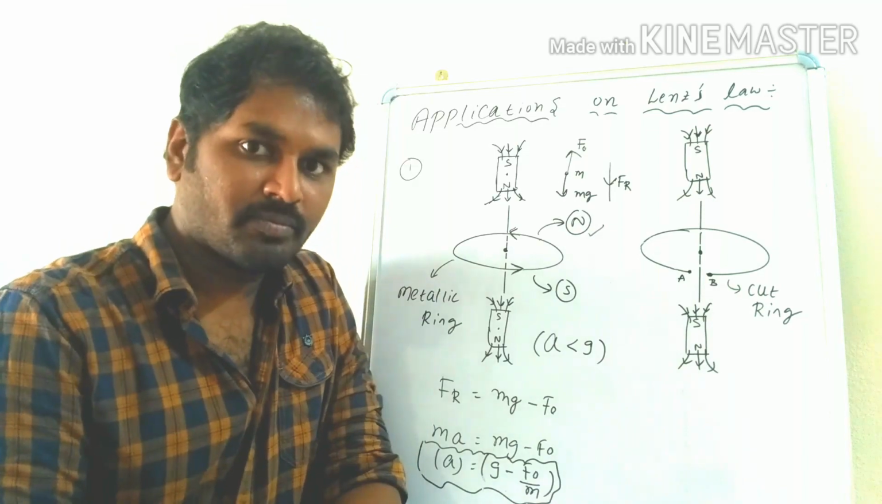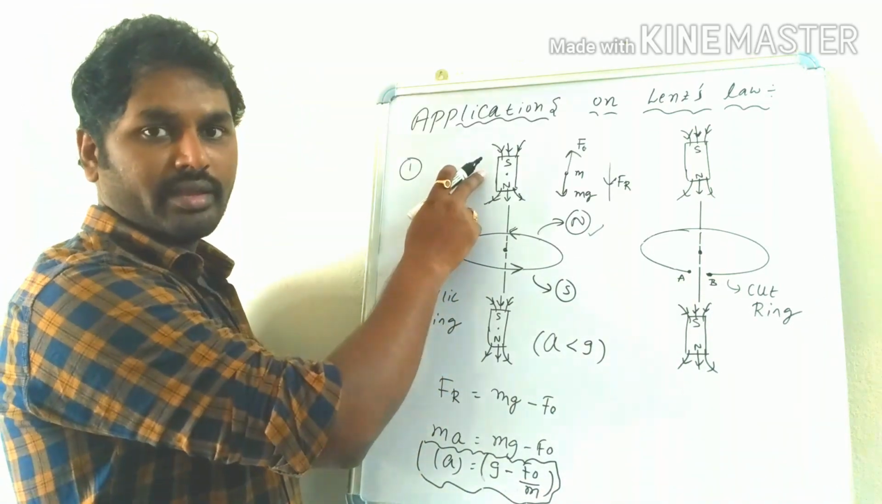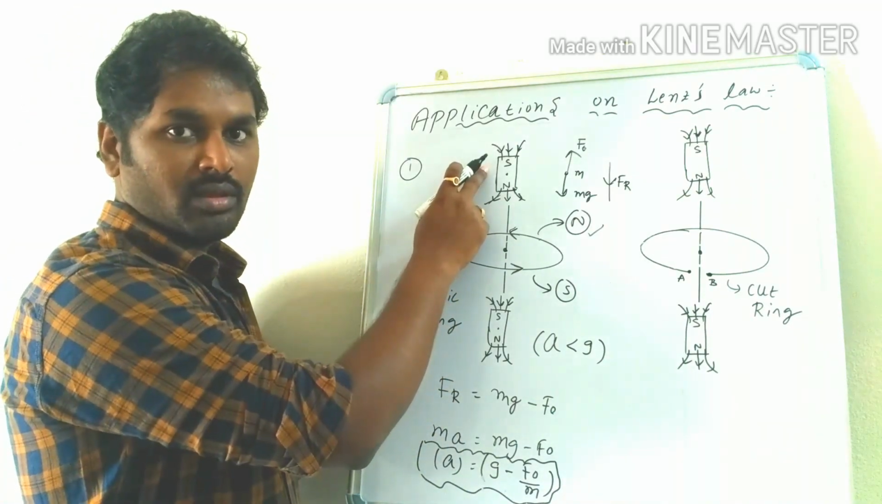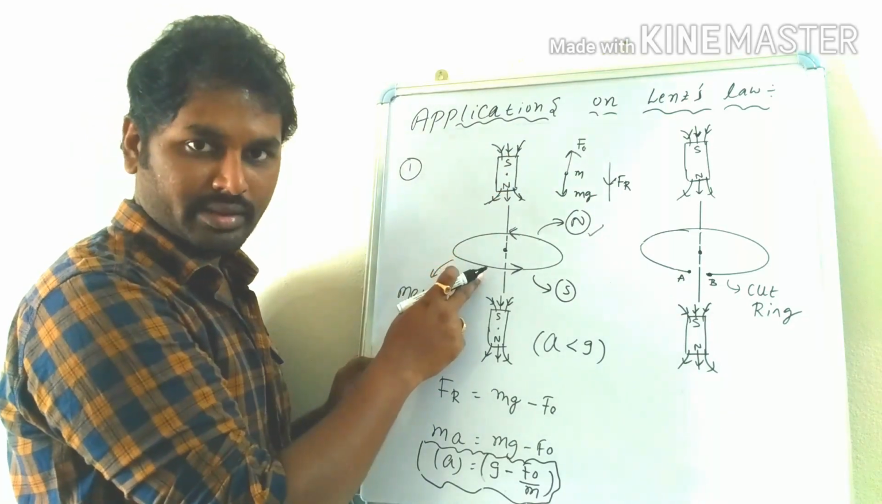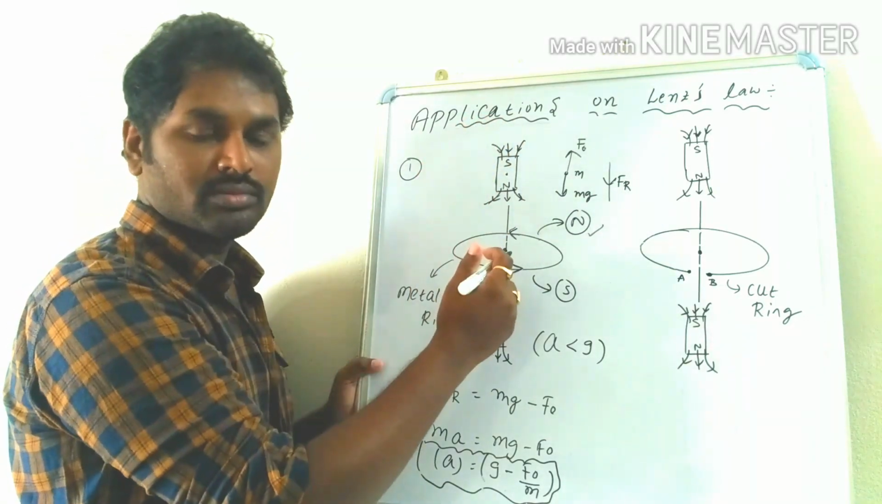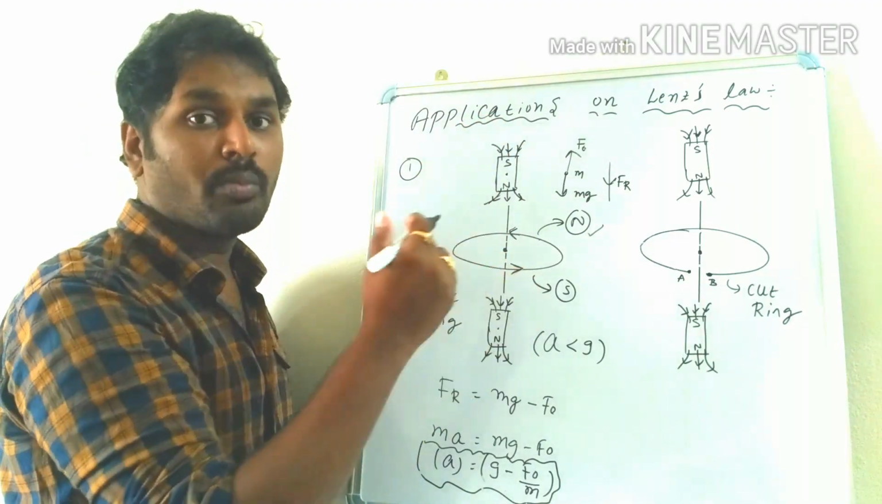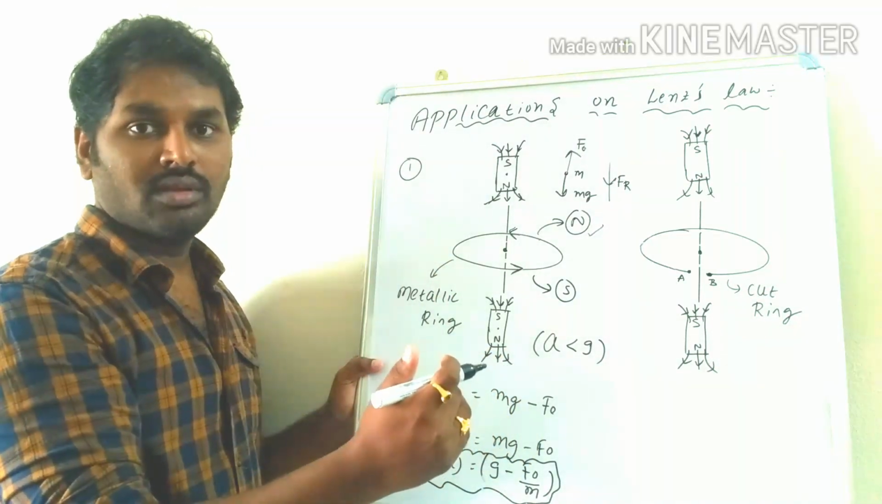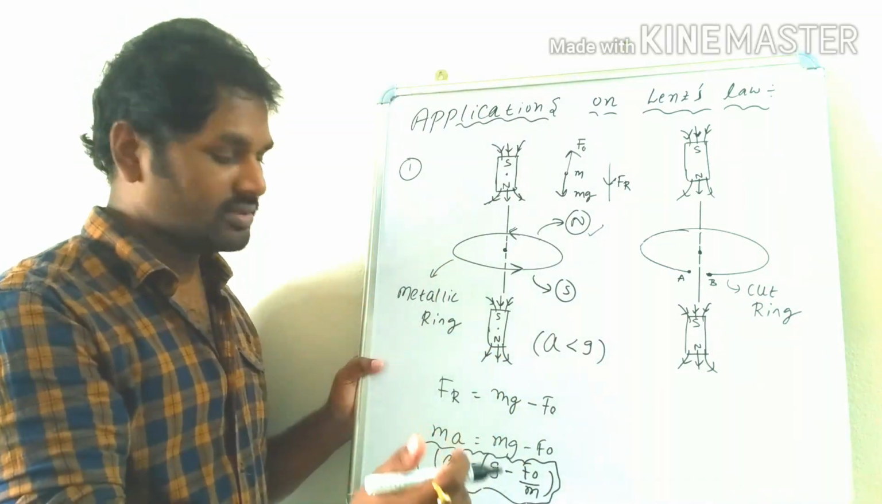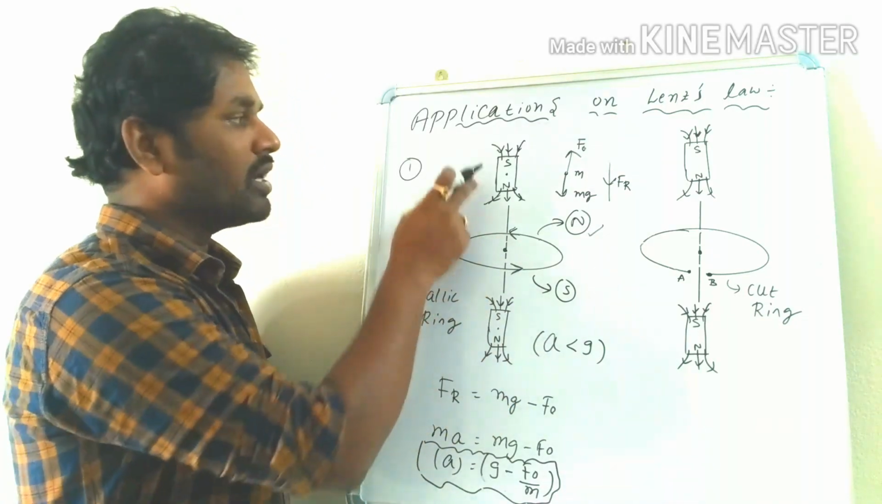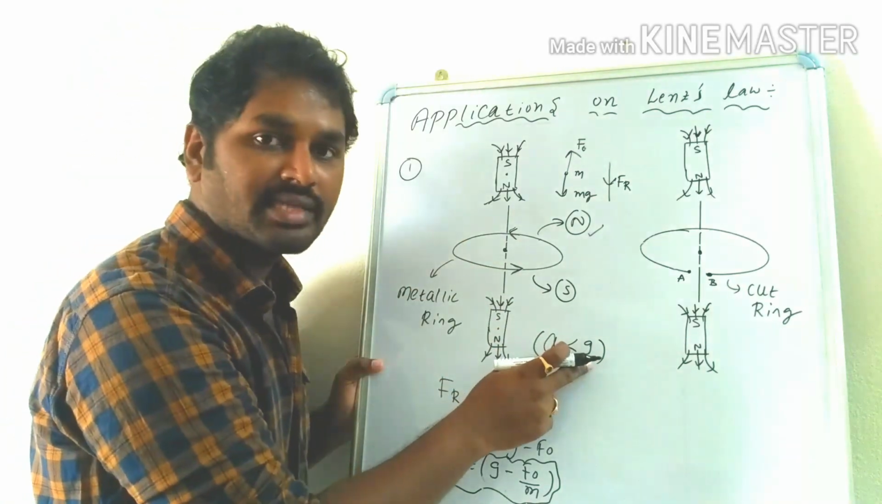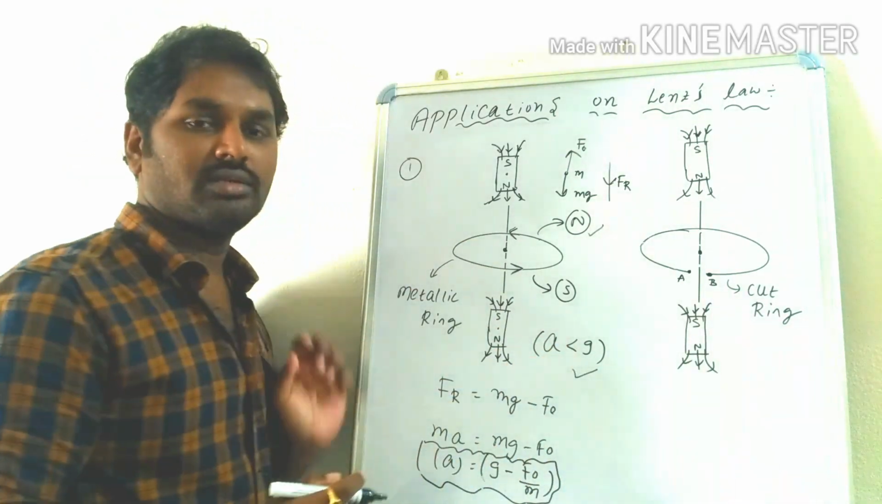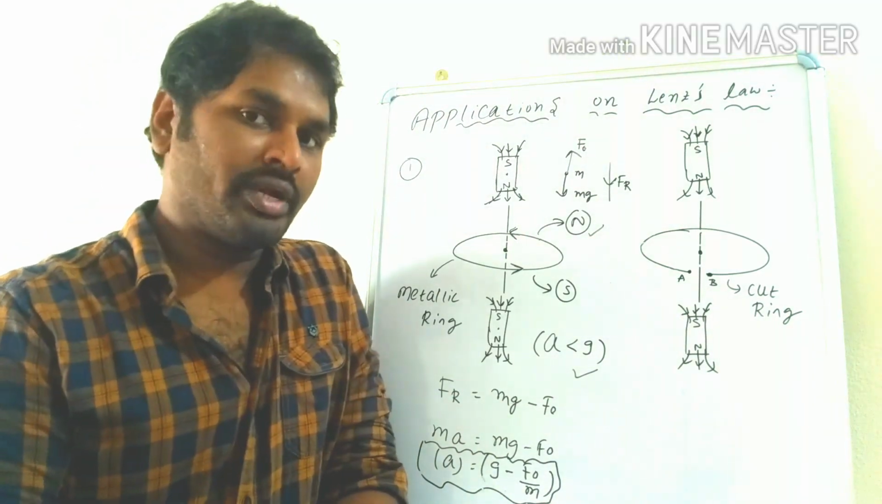So what is the summary? If any bar magnet is dropped on top of the metallic ring, it will come down, but due to the opposition force caused by the induced current, the acceleration of the bar magnet is less than the acceleration due to gravity. This is a very important result.